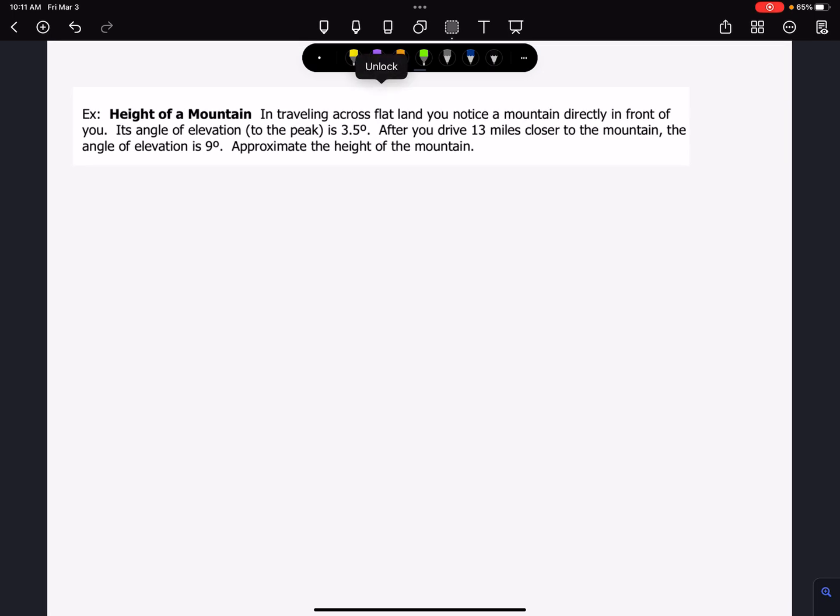So I'm going to first draw a picture of this mountain. So I've got this mountain, okay.